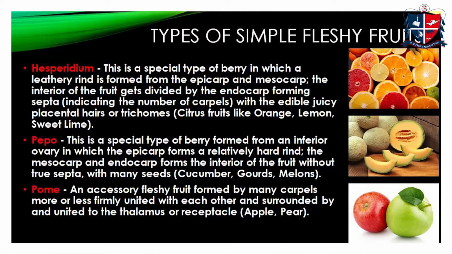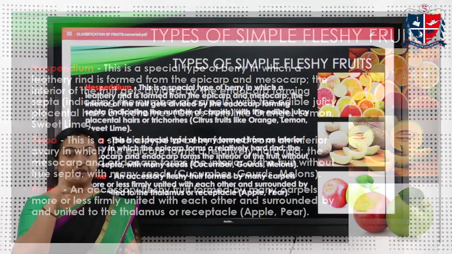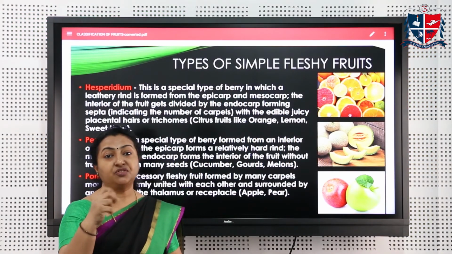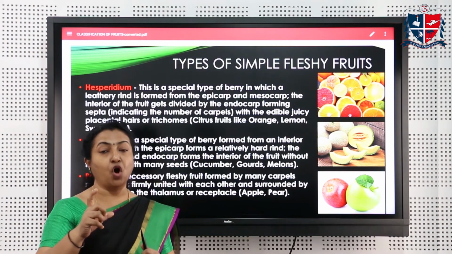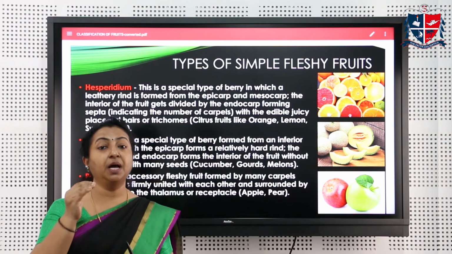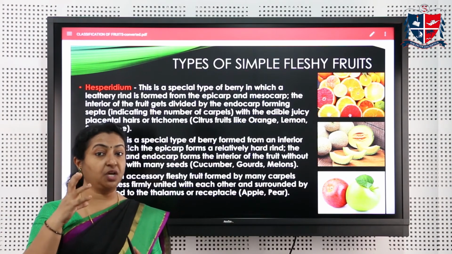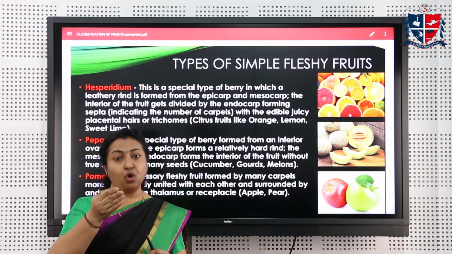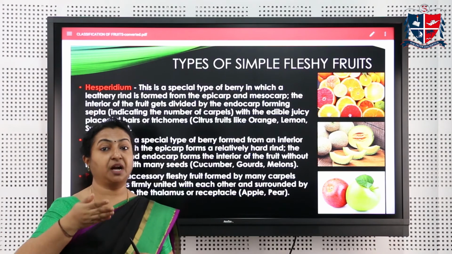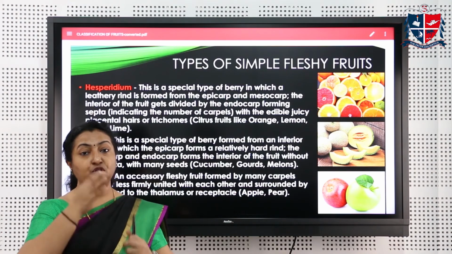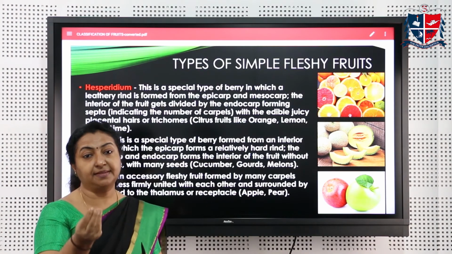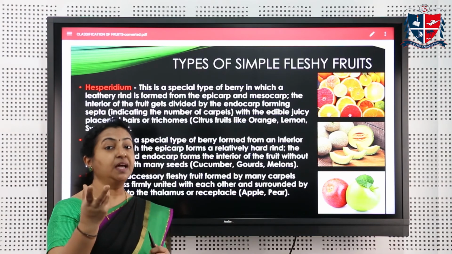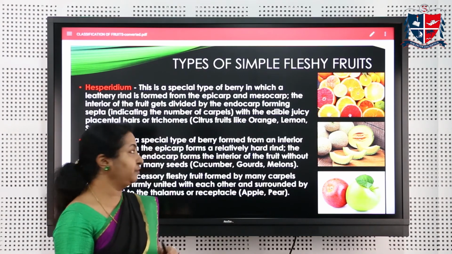Then going into the hesperidium. This is a special type of berry wherein you find a leathery rind covering it. Think of the citrus fruits, the oranges and the lemons. In this case, the leathery rind is formed by the fusion of the epicarp and the mesocarp. They contain a lot of aromatic oils. And the endocarp actually forms the thin membranous partitions that divides the contents into segments. And inside you have the juicy placental hairs or the trichomes, that is the edible part, which is the most tasty part of the fruit.